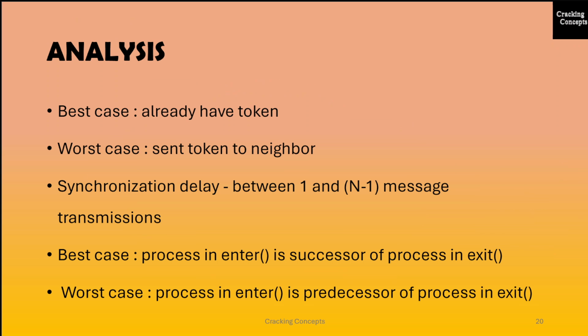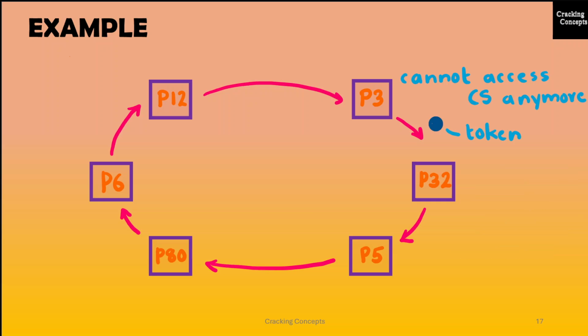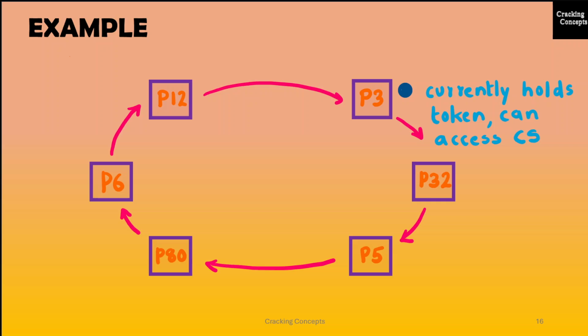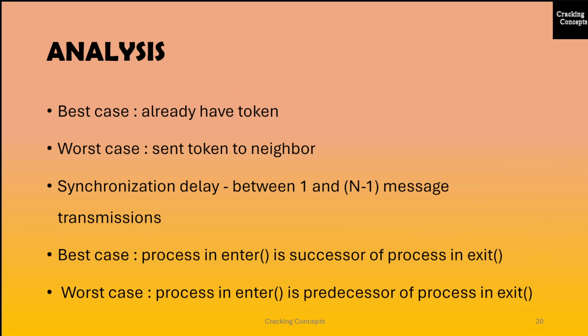Now, when looking into the worst case, that is when it has just sent the token to its neighbor. In this case, we have seen the token was first held by P3, and after it exited the critical section, it sent it to P32. Suppose after releasing the token to P32, there was a critical section requirement by P3. Now if P3 has to access the critical section, the token will have to traverse through the entire ring. So that is the worst case scenario for client delay here.